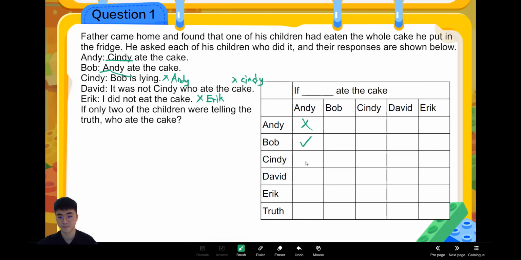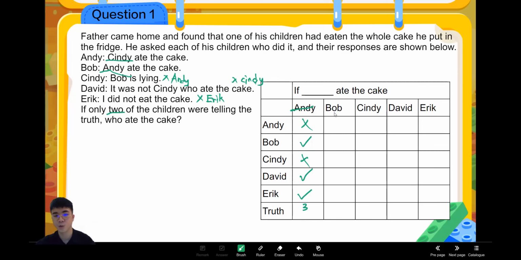Cindy is lying. And what about David? David is correct, and Eric is also telling the truth. So based on this first scenario, there are three people telling the truth, which means it definitely was not Andy who ate the cake, because we have to find out that only two of the children are telling the truth. So it has to be only two people.